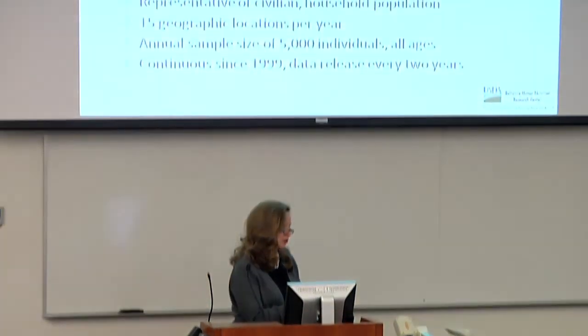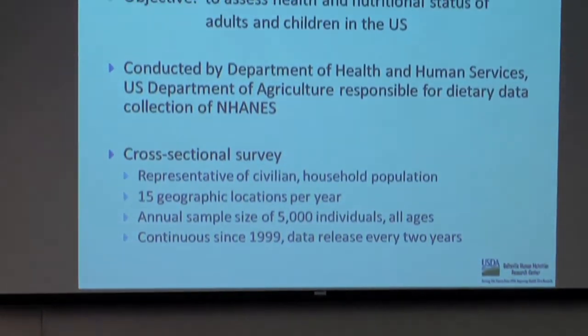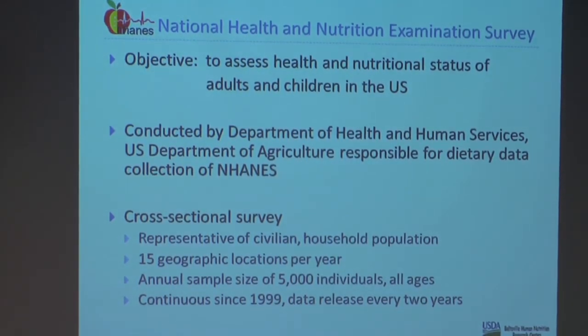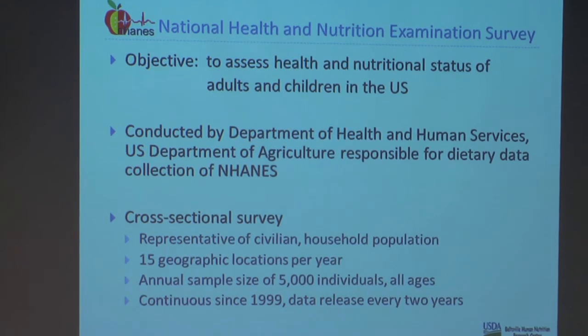It's called the National Health and Nutrition Examination Survey. Its purpose is to, obviously, assess how is the health of the population and how's the nutritional status of the population. The main survey is conducted every year, and it's done by the Department of Health and Human Services. Now, I work for the Department of Agriculture. So they work with us, and we do their dietary intake portion within the NHANES survey, and that's what I'll spend most of my time explaining to you.